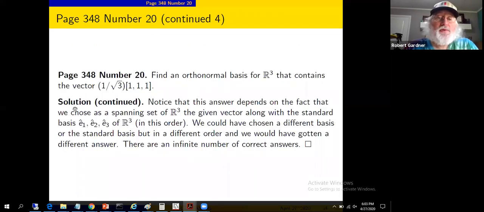So, a little more discussion about this. They said find an orthonormal basis for R3 that contains this vector. There you go, previous slide. Now, we took that vector and we threw in the standard basis, ejected one of those, and then applied the Gram-Schmidt process. Well, we could have listed those three in a different order. That would probably change things. We could have taken a different basis of R3. That would have probably changed things. There's a bunch of potential different answers for this. We found one of them, so I'm happy with that.